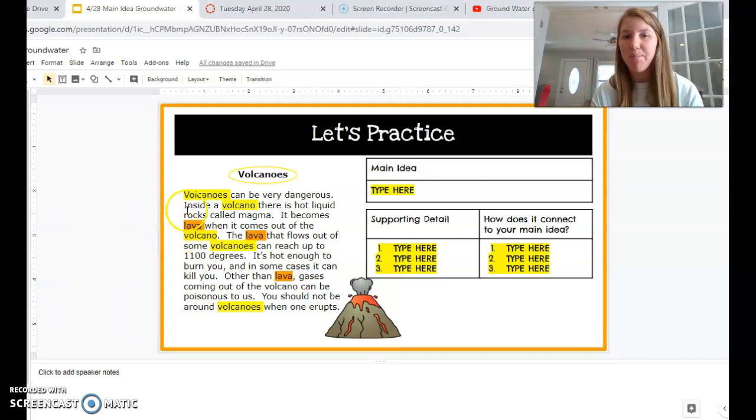So let's look back in. Ooh, I remember it's hot enough to burn you. In some cases, it can kill you. And also the gases are poisonous to us. So I'm thinking that the author's trying to teach me what this volcano and the lava can do to me.